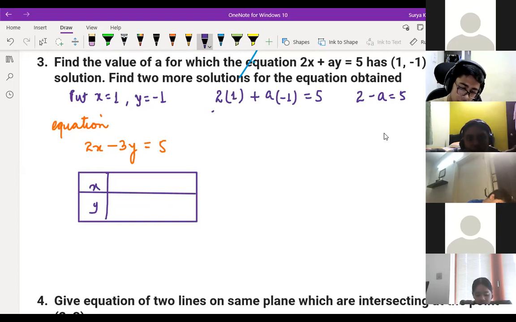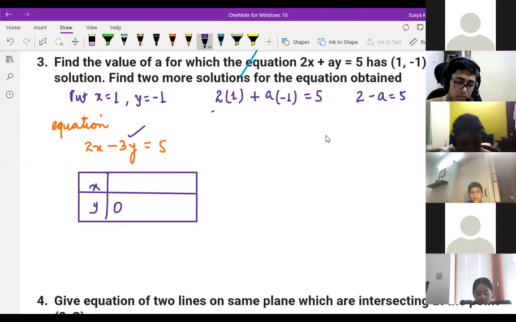If y is something, then what will you get? Sir, we can't find the value like that because we have A also, no? If we have already put it here right now, minus 3y is equal to 5. So A will remain constant in all the situations. Yeah, that will be the same in all situations. Okay, sir. Because this is satisfying this equation.